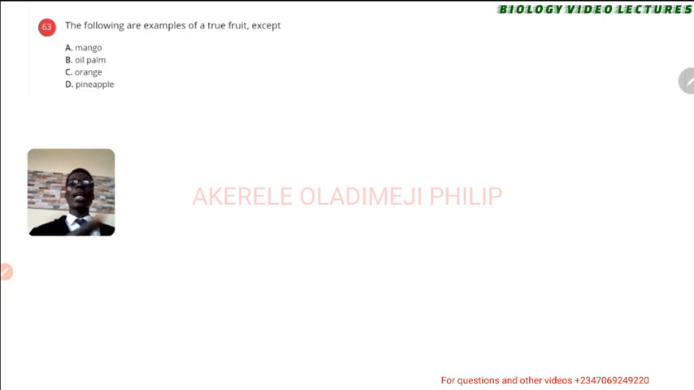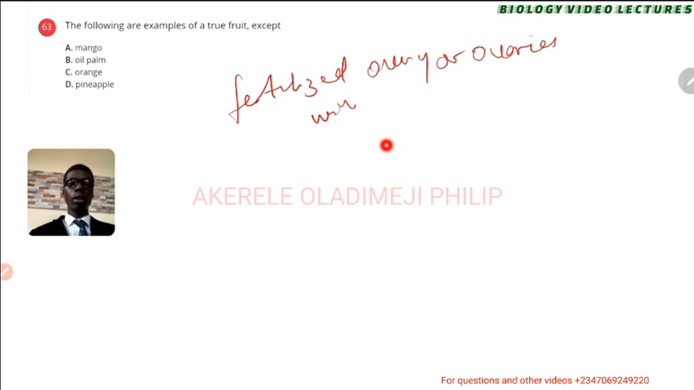A true fruit is a fruit formed from a fertilized ovary or ovaries without any other part of the flower.